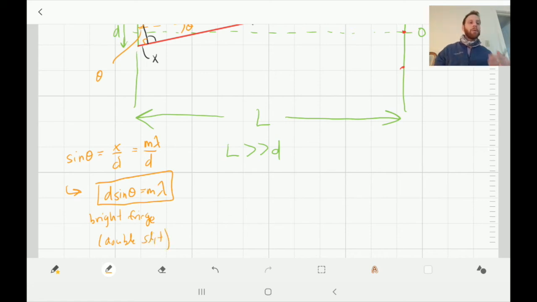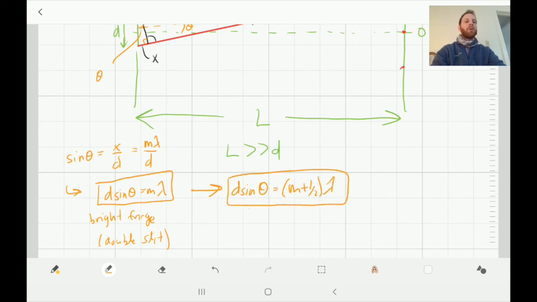Now, from this, you can immediately conclude, what happens if I played the same game but instead looked for a dark spot? You would not have the condition for x being equal to m lambda. Instead, it would be the quantity m plus 1/2 times lambda. So you can immediately conclude that d times sine theta is equal to the quantity m plus 1/2 times lambda for, I don't know if it's called a fringe, I'm going to call it a dark fringe. It's a dark spot, whatever. Again, this is for the double slit.